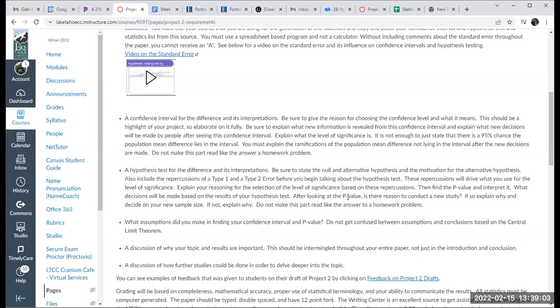Okay, what if you have a 0.05 level of significance and your p-value is 0.06? Do you think you should do a bigger sample size? Okay, so that was a yes.